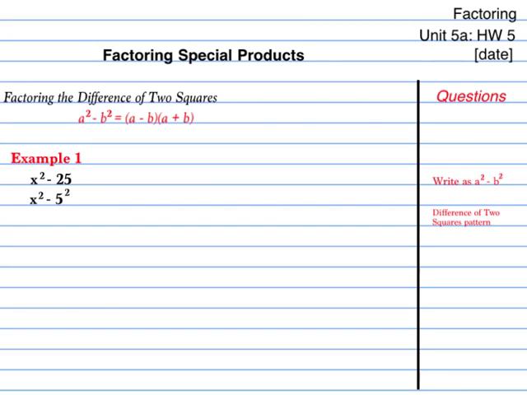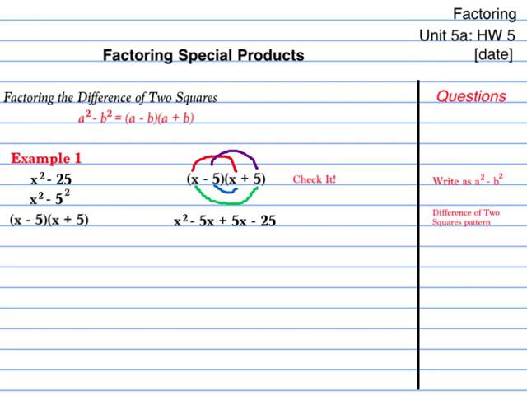Now, once we do that, it's just the difference of two squares pattern, where one is going to be a minus and the other is going to be a plus. So we have our x minus 5 times our x plus 5. Now keep in mind, you still want to check this. So we're going to FOIL it out and then simplify our terms. You're going to notice the minus 5x and plus 5x cancel out to give me just my a term and c term, which checks back to my original.